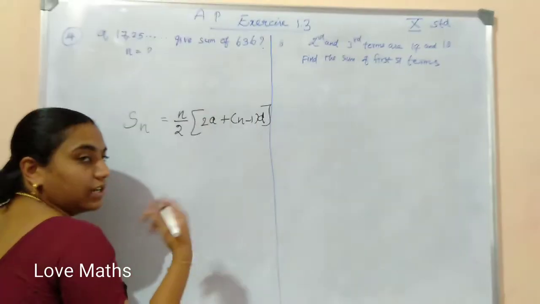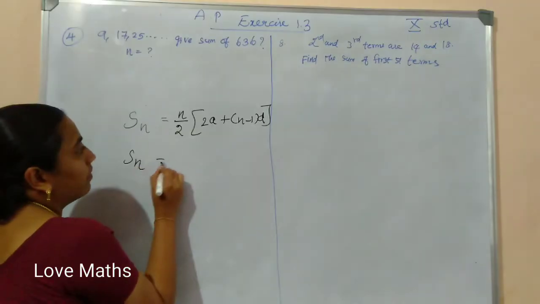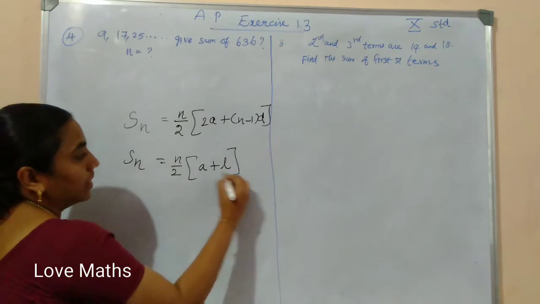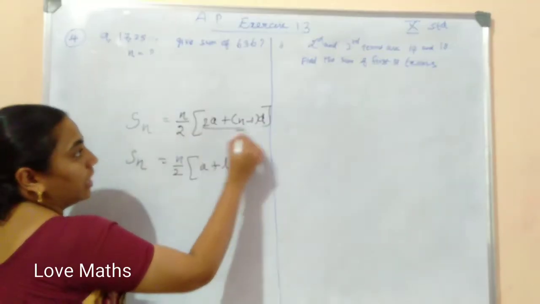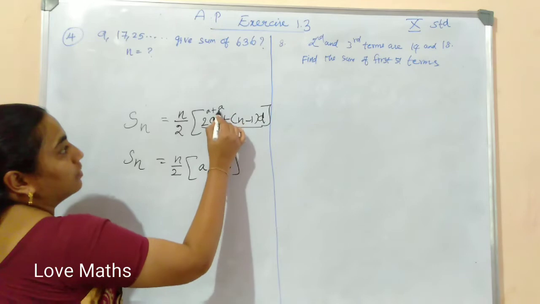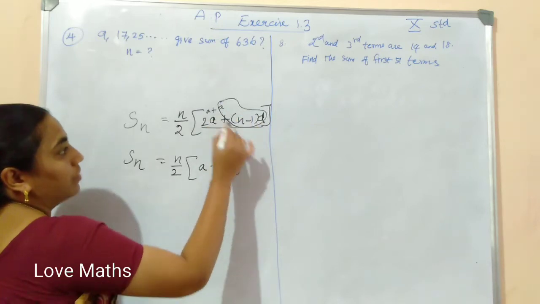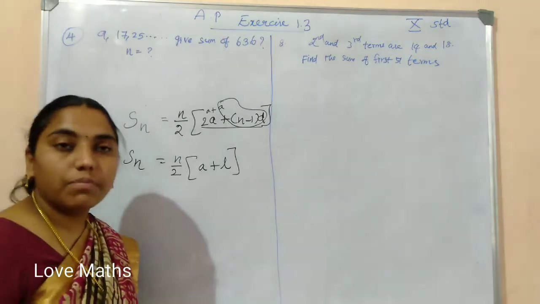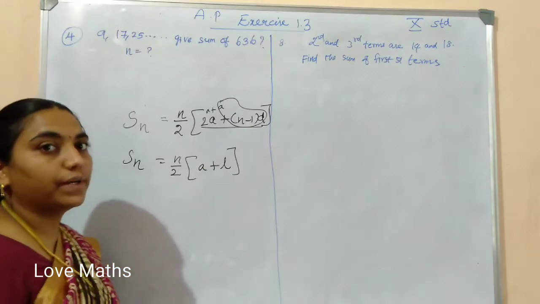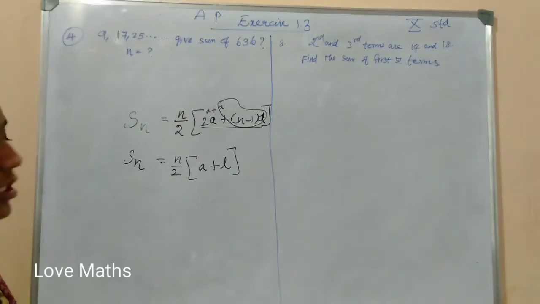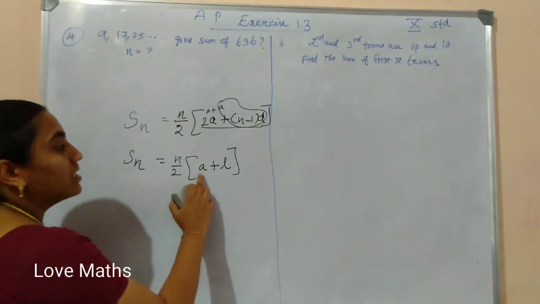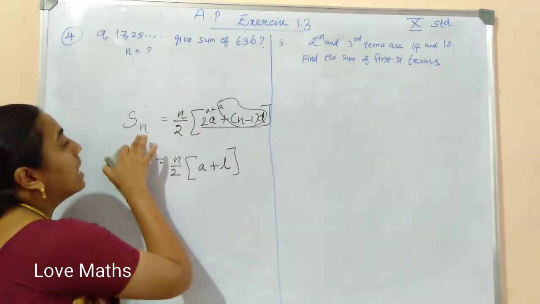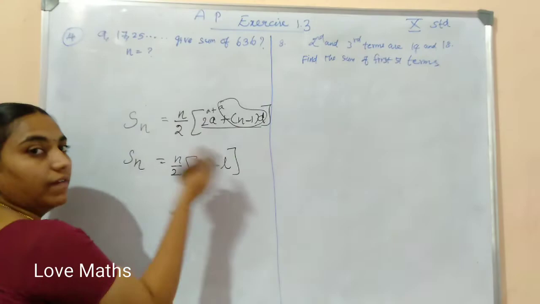In case the last term is given, Sn is equal to n by 2 into a plus l. That's all. In this 2a, we created a plus a. So, a plus n minus 1 into d is the last term. This formula also comes from the general form of an arithmetic progression. As usual, a means first term, n means number of terms, l means last term, d means common difference, and Sn means sum of all the terms.